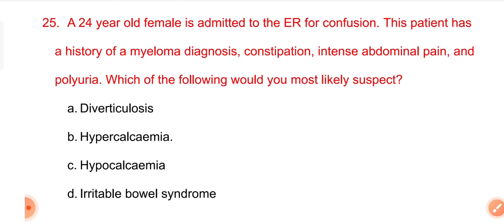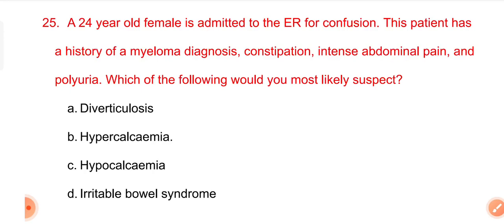The next question is, a 24 years old female is admitted to the ER for confusion. This patient has a history of myeloma, constipation, intense abdominal pain, and polyuria. So, which of the following would you most likely suspect? The options are diverticulosis, option B, hypercalcemia, option C, hypocalcemia, option D, irritable bowel syndrome.